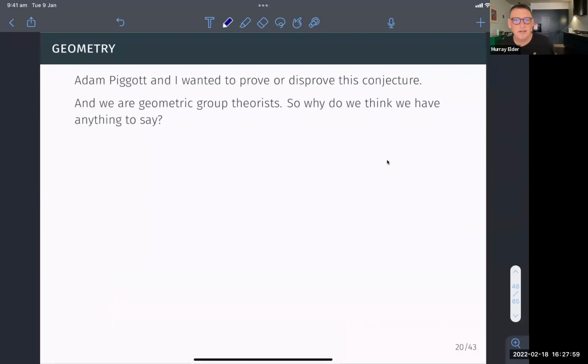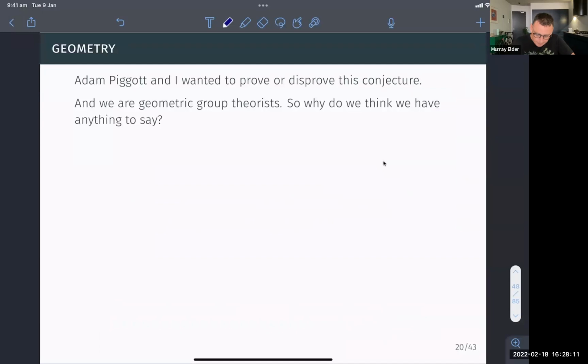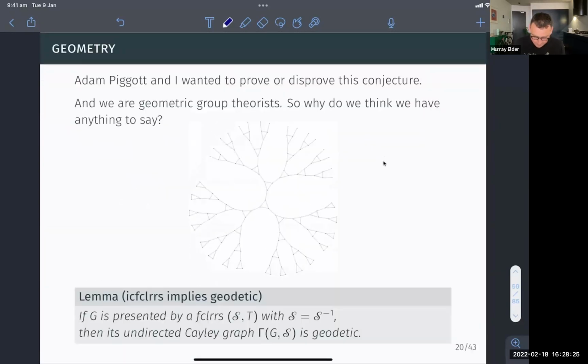Okay, so now let me say what we've been doing lately. So Adam Piggott and I wanted to prove, or just Adam really wanted to prove this conjecture actually for a long time. But we're geometric group theorists. So why do we think we would have anything to say about all this rewriting stuff? Well, let's put some geometry or some geometric group theory into this. So here's a plane group presentation example.